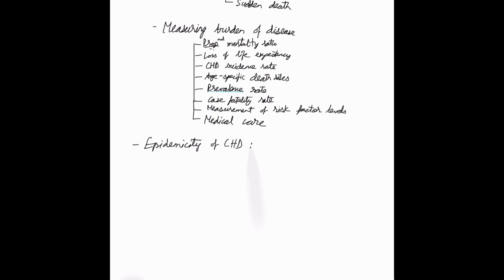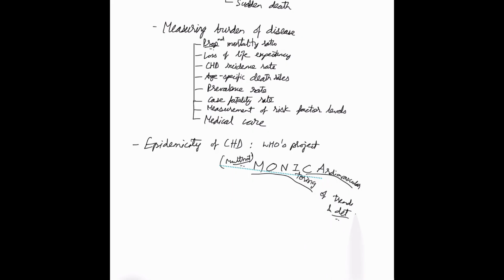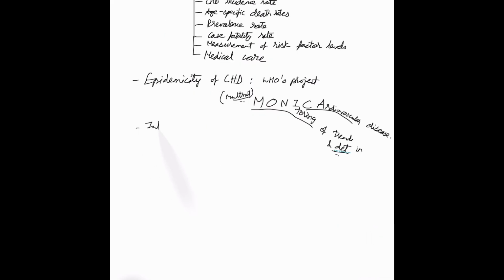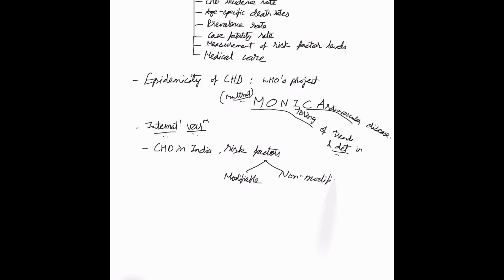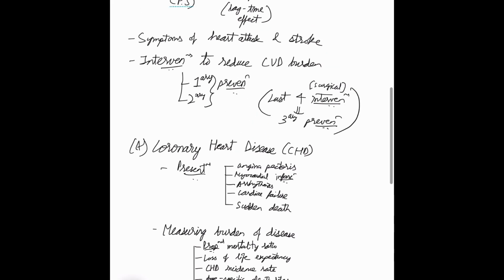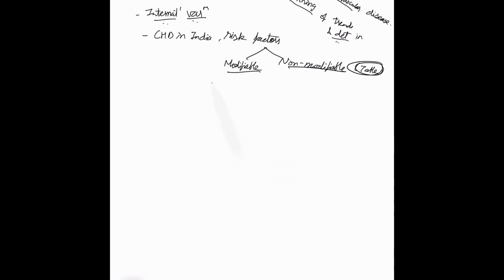So we also see a WHO project to check the epidemicity of CHD, which is abbreviated as MONICA, that is Multinational Monitoring of Trends and Determinants in Cardiovascular Disease. We then see international variations of cardiovascular disease, variations of distribution of cardiovascular disease, and then we see CHD in India. What are the risk factors responsible, which can be classified into modifiable and non-modifiable risk factors.